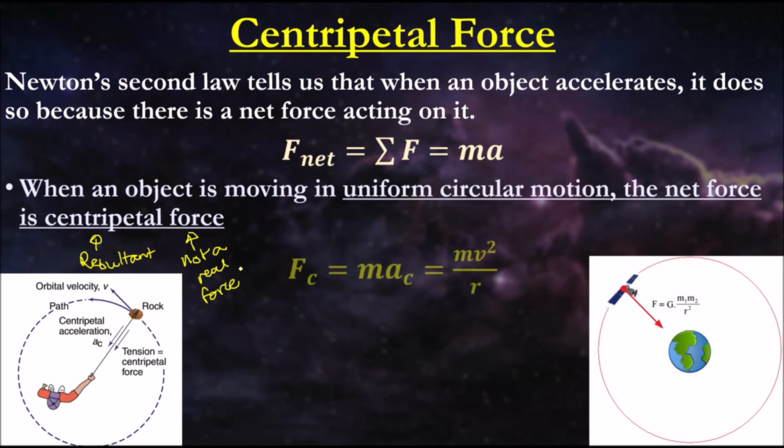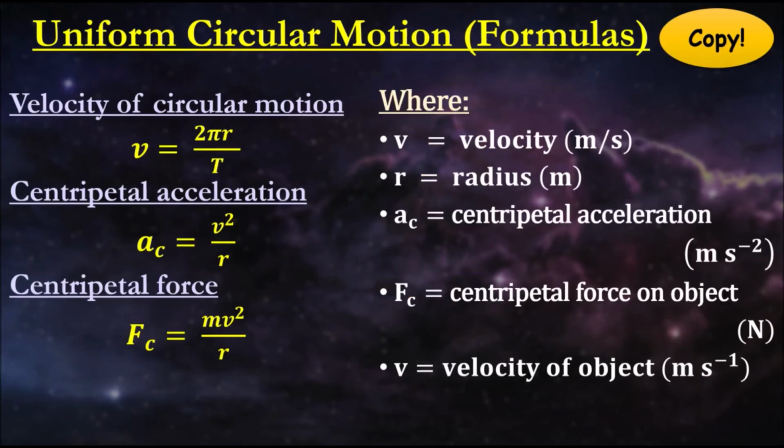Okay, so substitute that in. A is v squared over r. So substitute that into the equation. I get this. This equation represents centripetal force. You have mass in kilograms, velocity in meters per second, or speed in meters per second if you want to put it that way, and radius in meters.